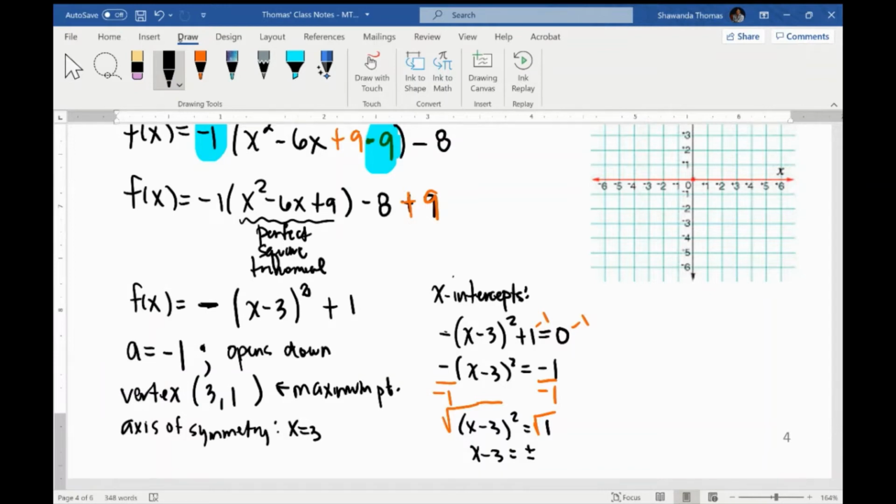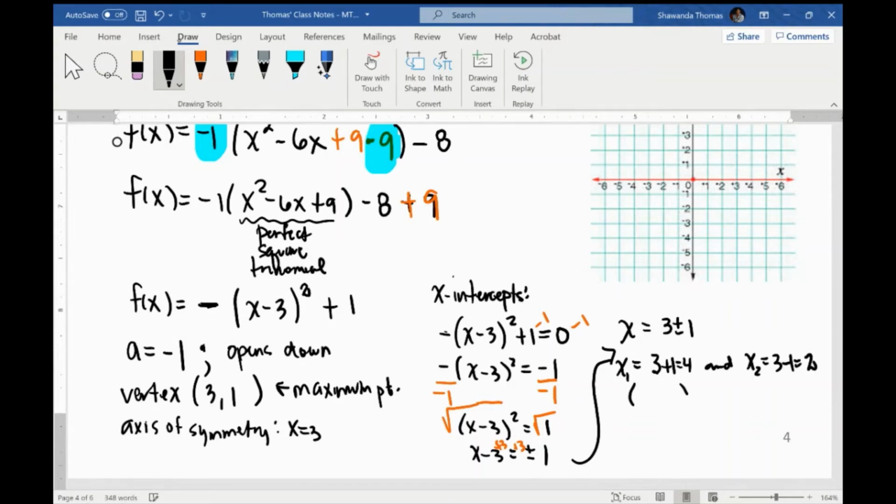The square root of 1 is just 1, so we don't really need to carry that radical over the 1 because 1 is a perfect square. Now we're going to add 3 to both sides. I like to put that number in the front. All right, so we have x equals 3 plus or minus 1, which means one solution is going to be 3 plus 1, whatever that is, 4, right? And the other one would be 3 minus 1, which is 2.